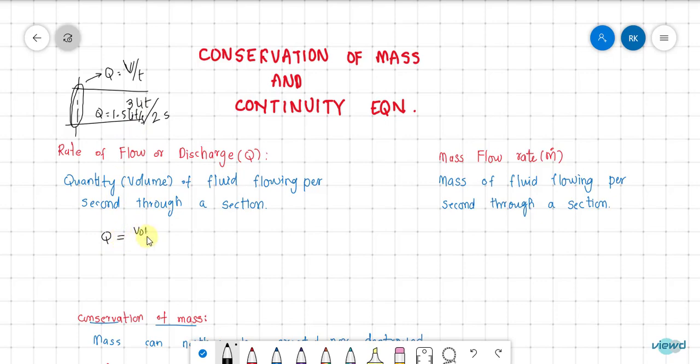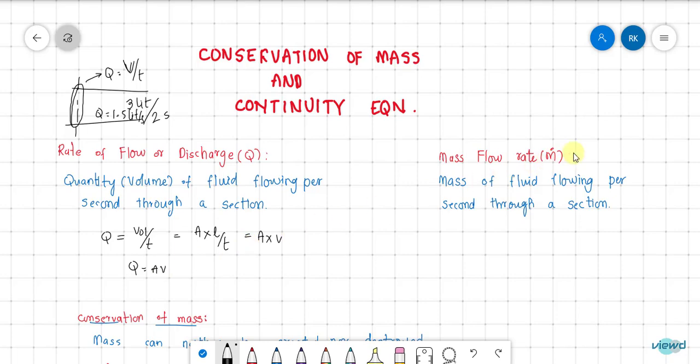Discharge is equal to volume flow rate, volume per unit time. So the volume is equal to area into length, divided by time, which gives us volume flow rate or discharge. This length by time is called velocity. So area into velocity, this is small v, area into velocity gives us discharge.